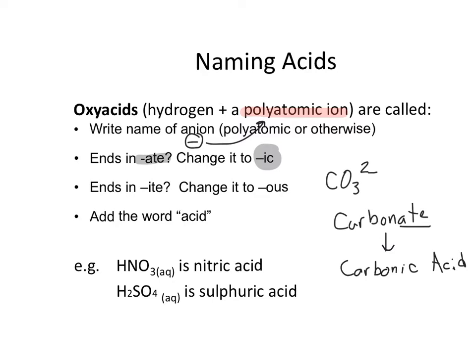Same goes for every other polyatomic ion. So our ion here is nitrate, and that becomes nitric acid. So we're replacing the ATE with IC. This is sulfate, and again, I'm replacing that ATE with IC.